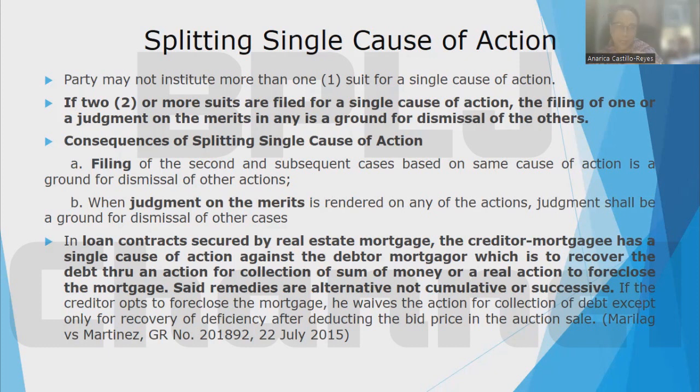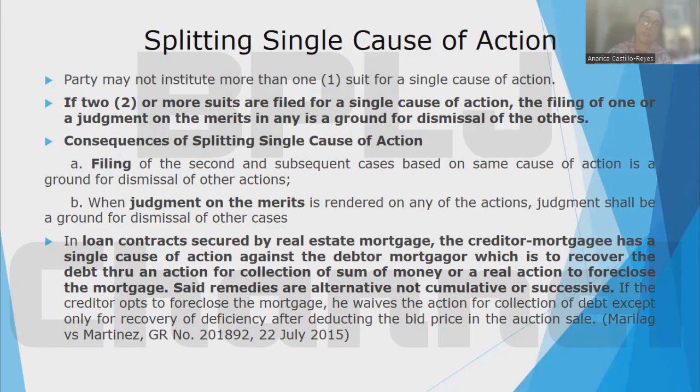In the same manner, if you filed a case involving one single cause of action, and there is already a decision which is not favorable to you, now you file another case involving that same cause of action, the judgment on the merits that was rendered in the first case can be a ground for a motion to dismiss on the ground of res judicata to dismiss the subsequent case that you filed.